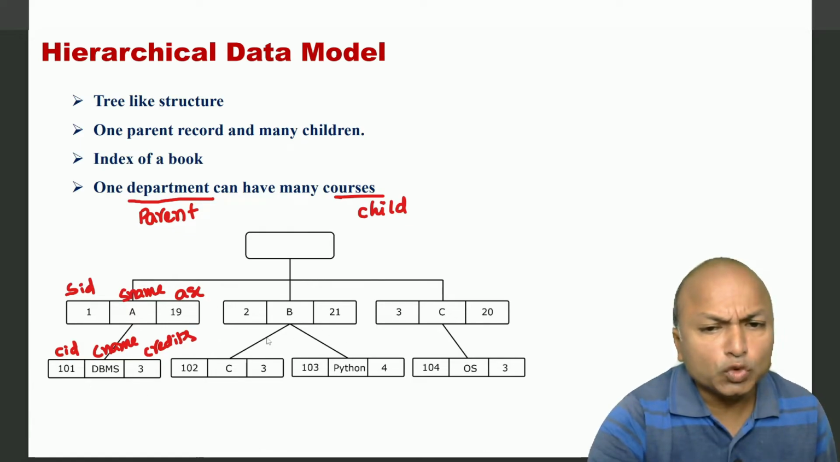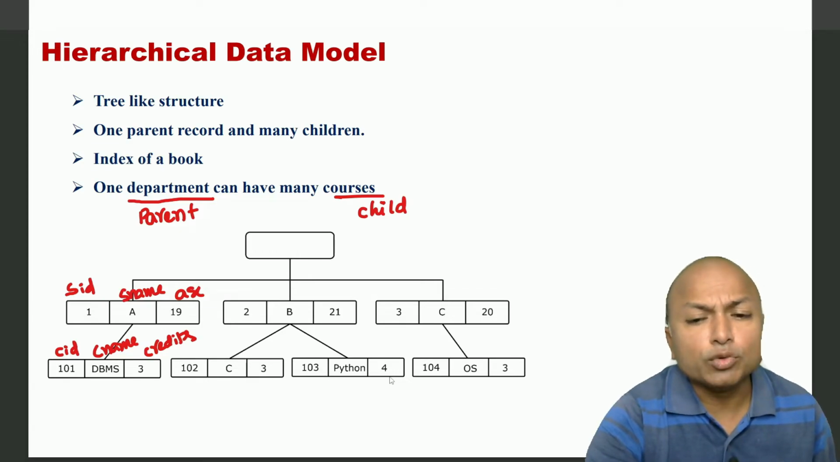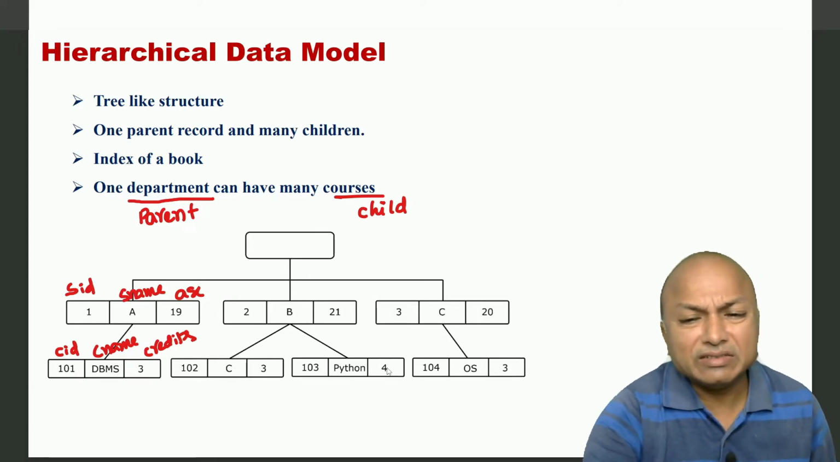Let us come to the 2B21. This is a parent, whereas it has two children. The first child has CID 102, course name C language, and it has 3 credits. Another child has course ID 103, course name Python programming, and it has 4 credits.